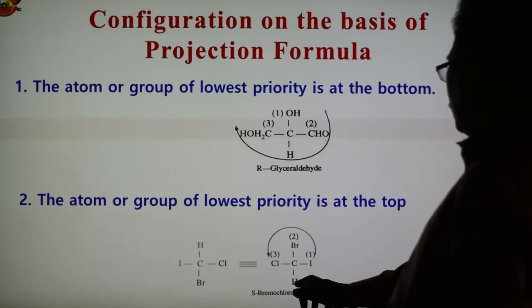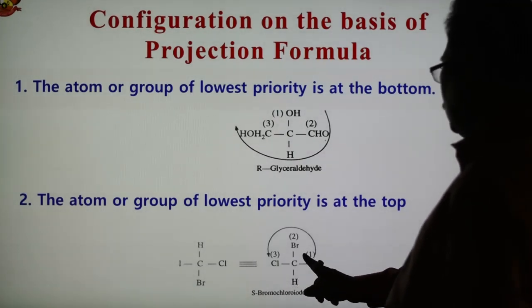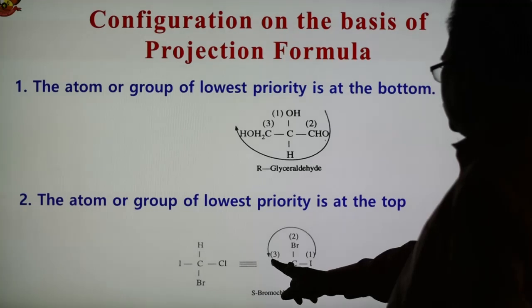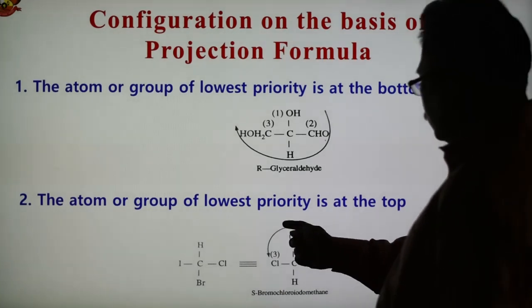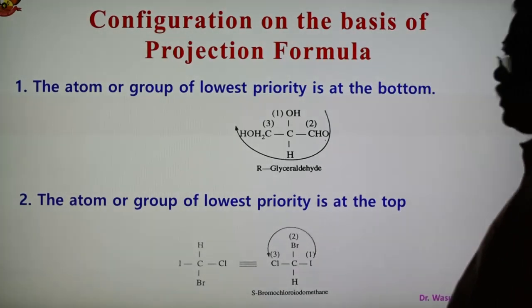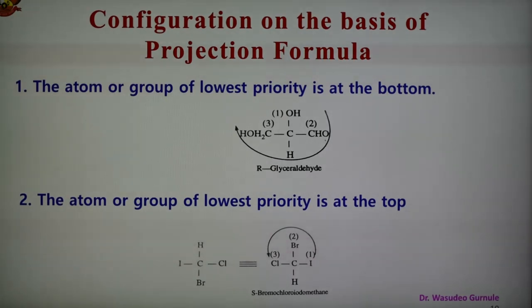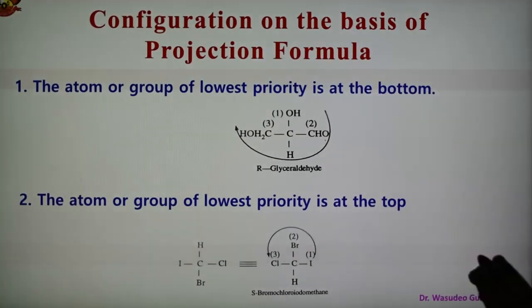And now here it is at the bottom, and in this case this is 1, this is 2, and this is 3. So now 1, 2, 3, according to decreasing order of priority, goes left side, anti-clockwise. So it is S. So bromochloroiodomethane is showing the S configuration.